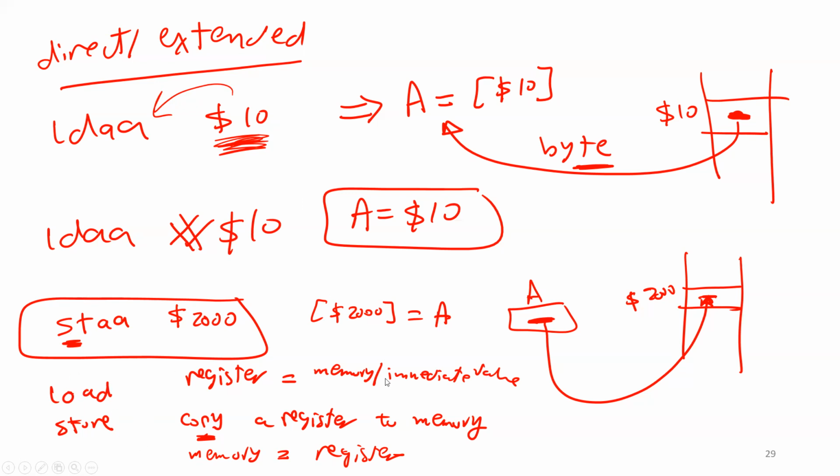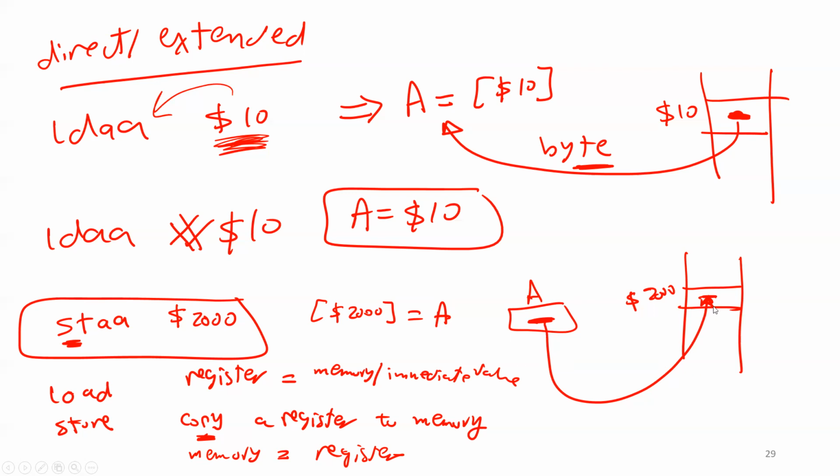Load, you are going to read an immediate value or memory location and store it in a register. A store should copy a register to a memory location, or memory location should equal register. So let's have this example. Store register A in the location 2000. What is this instruction going to do? Whatever is in register A, I'm going to store it in location 2000.